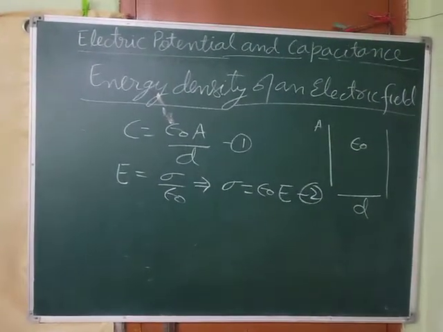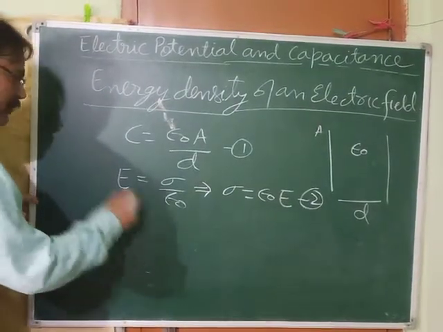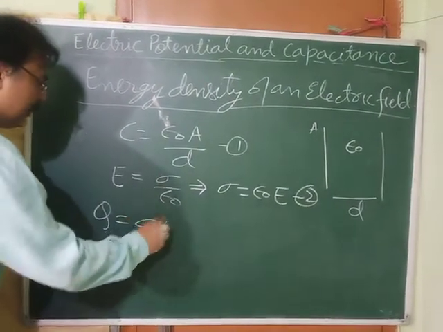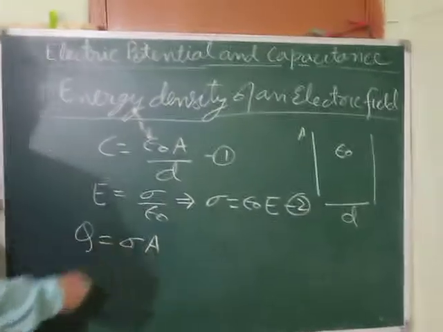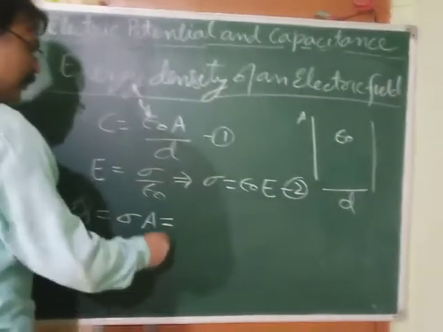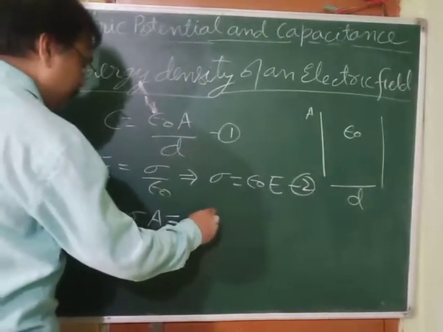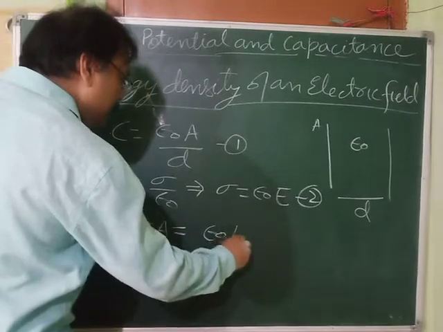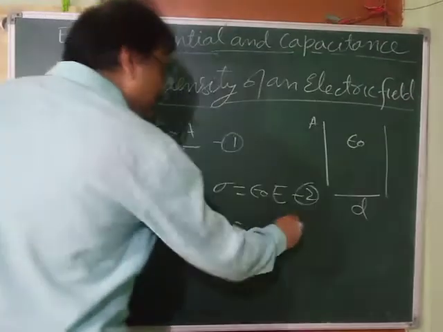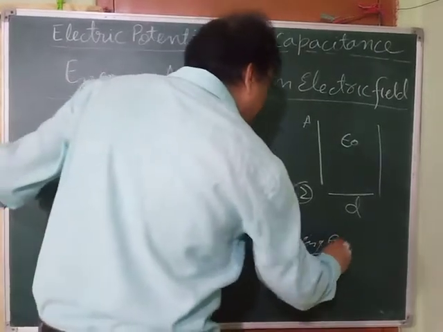Now, from here, what can we do? Can we find the charge? Charge is equal to sigma into A, because sigma is the surface charge density, and surface charge density into area gives the charge. What is the value of sigma from equation 2? It is epsilon naught E into A. That's what we will get, using equation 2.